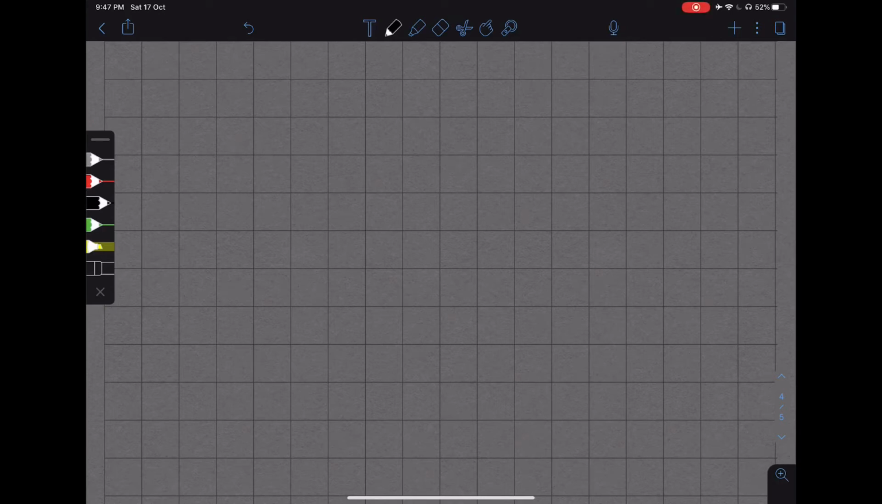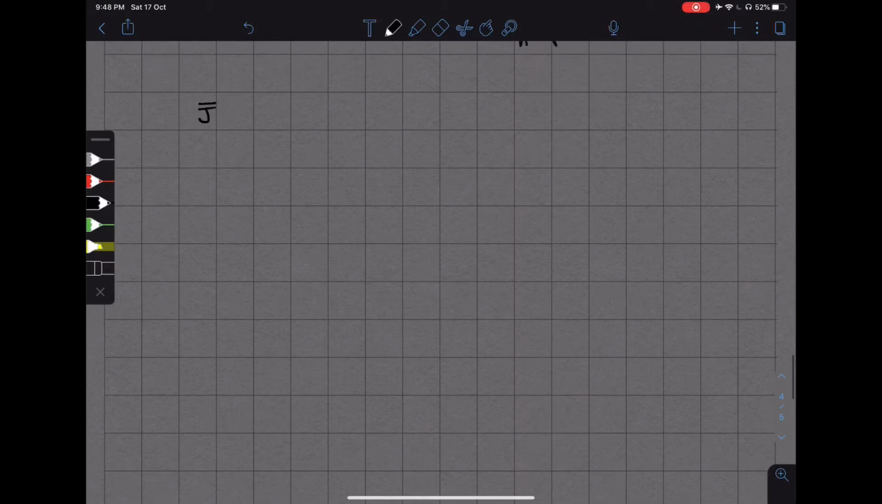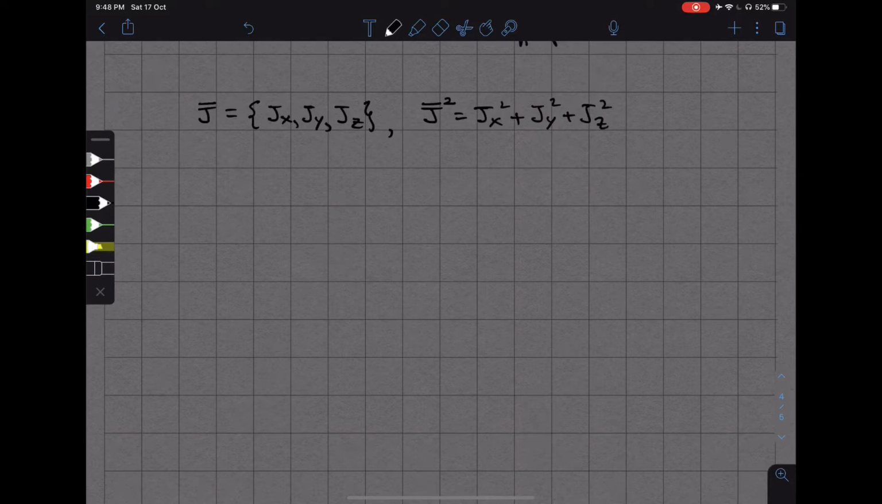So we have established that if I take an angular momentum operator, say J, it has three components, Jx, Jy, and Jz. Then of all the operators that I can make from it, I can also make the total angular momentum operator, J squared, which is of course Jx squared plus Jy squared plus Jz squared.